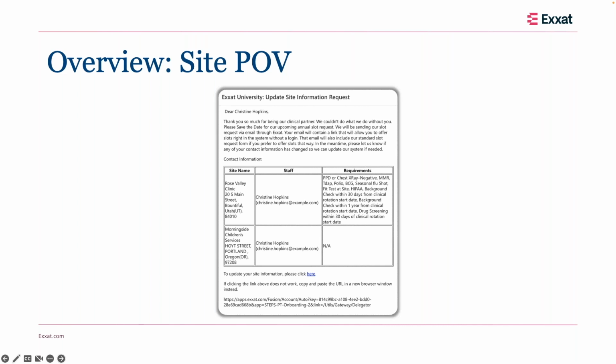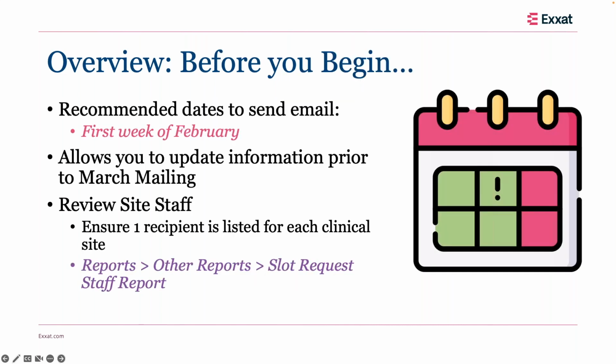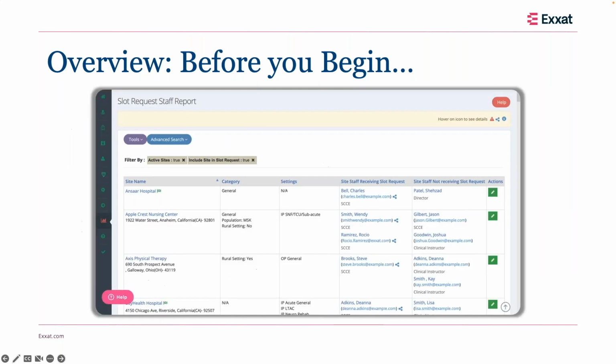All right, so let's move along here back onto this slide. Before you prepare to configure your update site information email, again, review who is going to receive it. We do have a report handy that you can use to review this information. This applies to both the update site information feature and the slot request, so you only have to do the work once and it'll work for both. That report can be found by going to reports, other reports, and slot request staff report. I'm going to show you what that looks like in a second.